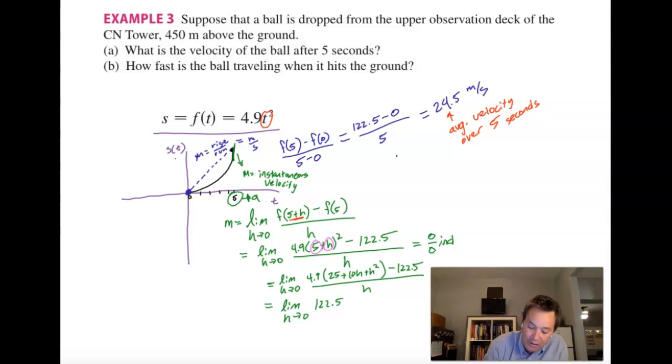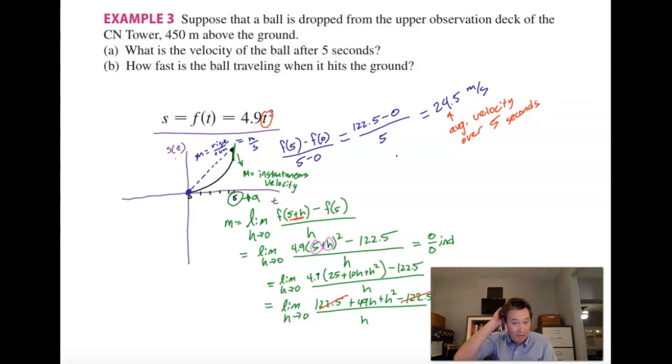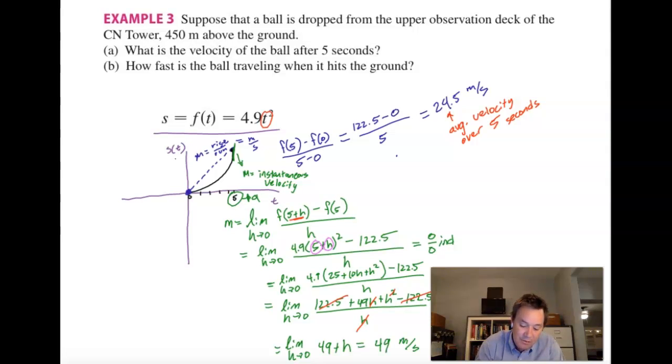You end up with 122.5 plus 49h plus h squared minus 122.5 over h. Those 122.5s cancel each other out. Notice that all the terms that are left in the numerator have an h in them, so I can divide out an h. It's going to give me the limit as h goes to 0 of 49 plus h. Now I'm ready for that direct substitution, and I end up with 49 meters per second. So the instantaneous speed at time 5 seconds is 49 meters per second.